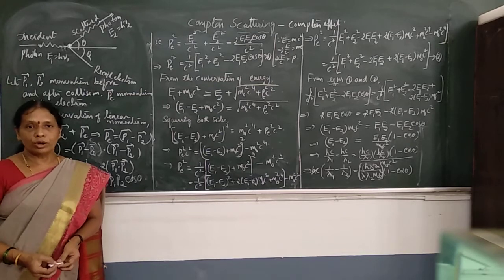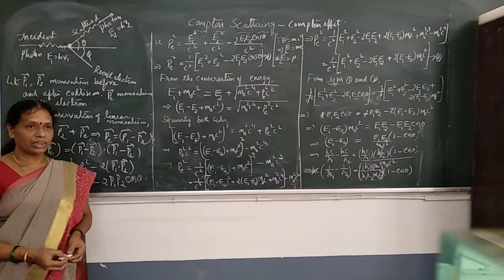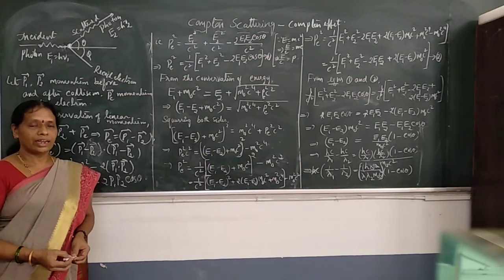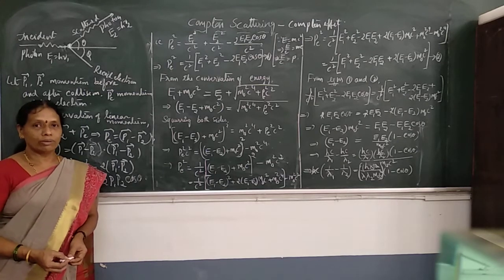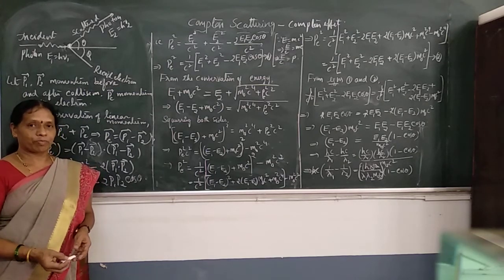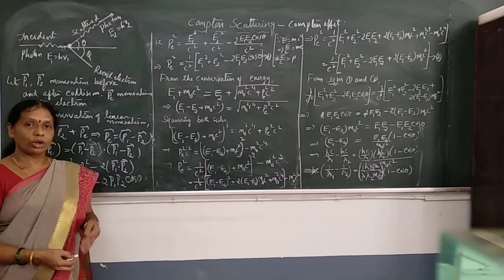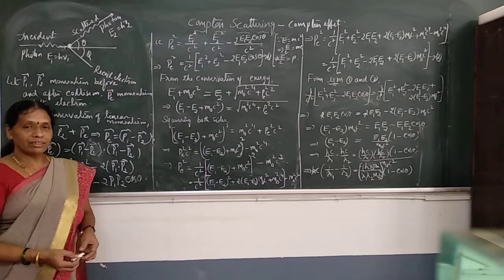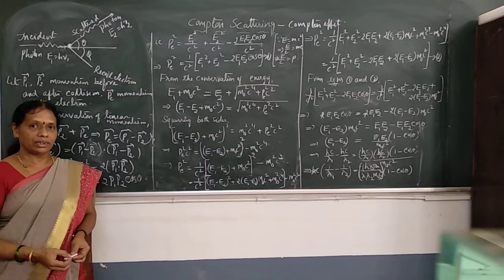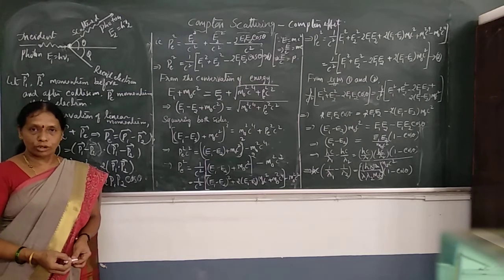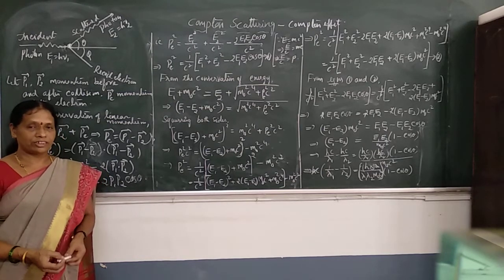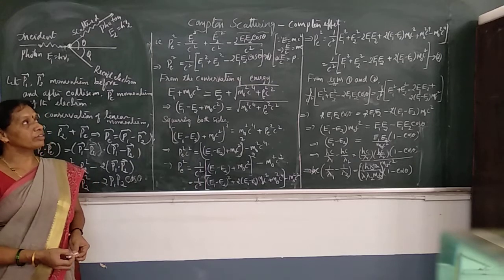The incident photon loses its energy during the collision and hence it scatters with longer wavelength or lesser frequency. Lesser energy, lesser frequency or longer wavelength. This elastic interaction between the photon and the charged particle, the electron, is called the Compton effect.